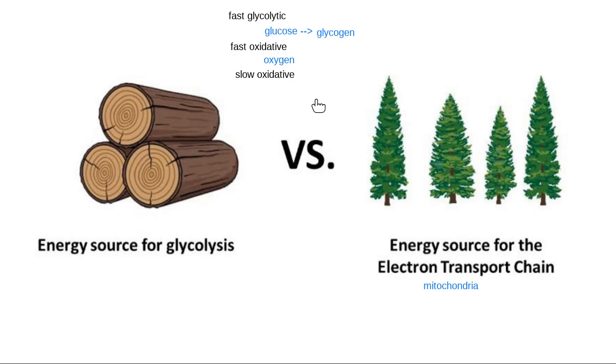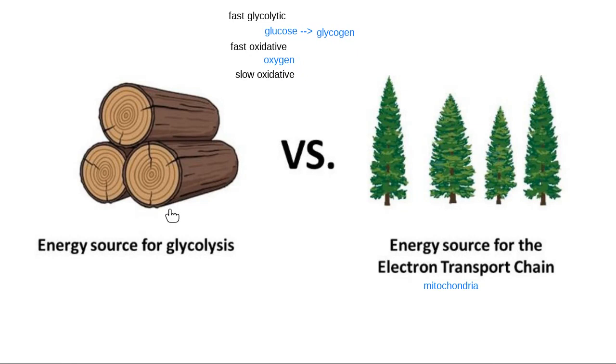So think about oxidative types of muscle tissue, kind of like they've got a whole forest of trees. There's a ton of wood out there. It's going to take me a little bit longer to go through and chop that up to make it firewood that I could use in my fireplace. But as long as I can keep chopping, I've got an unlimited fuel source.